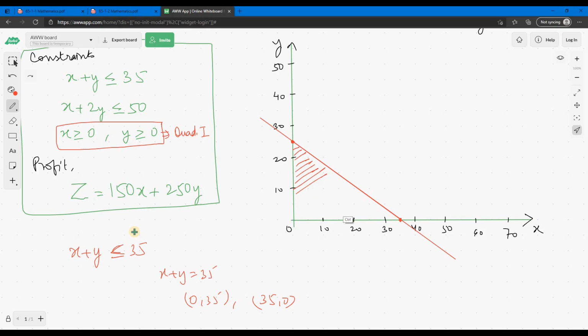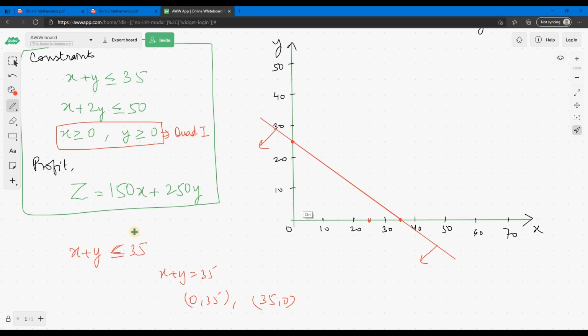So instead of shading it all, we just make a symbol like this, which indicates the bottom region. And how can we be 100% sure that this is the region that we need for this particular inequality? If we put the origin's coordinates, x as 0, y as 0, then 0 plus 0 is 0, less than 35, which is true. If you put any other point, like 10 comma 10, 10 plus 10 is 20, 20 less than or equal to 35, that is true. Similarly, 0 comma 20 is also good, or 25 comma 0, that's also good. So any point in this region will be good.